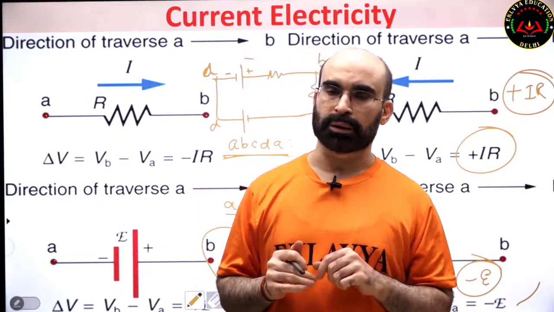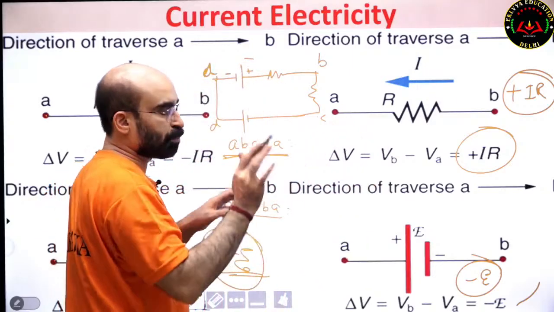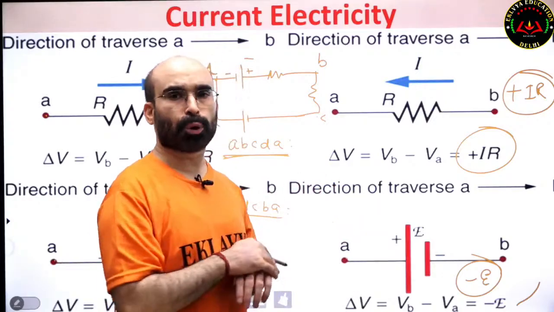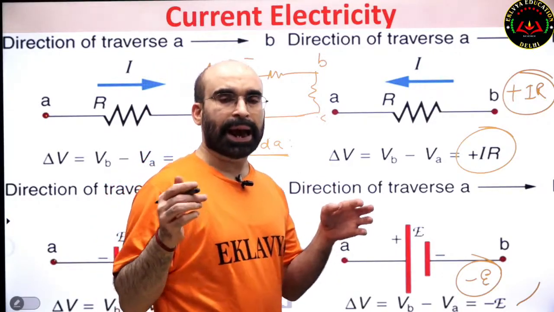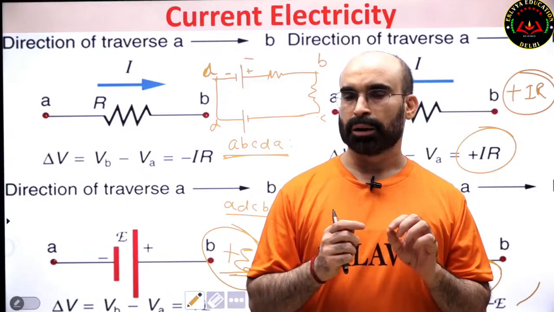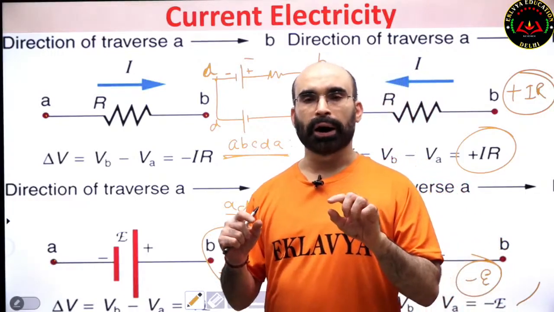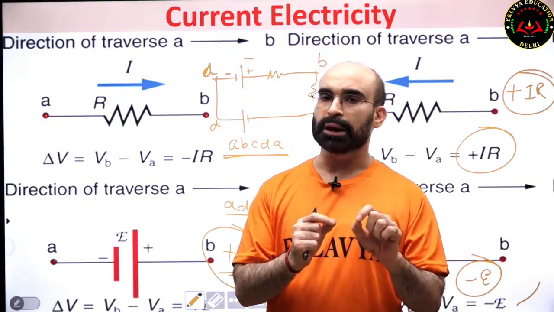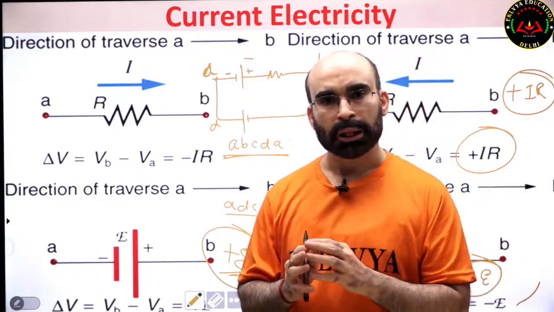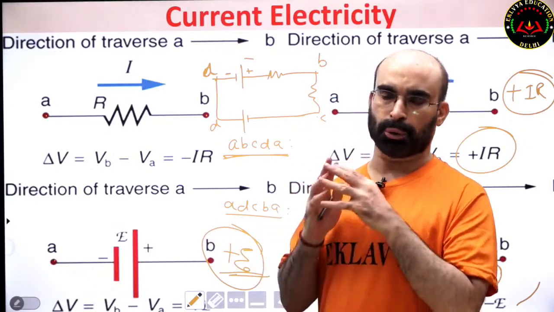This is method 1. If you complete the loop, you will find that either way it is okay. Because ultimately, adding all the potential differences inside the loop, across each component you find the potential difference and add them all. What you will get is the algebraic sum equal to 0.